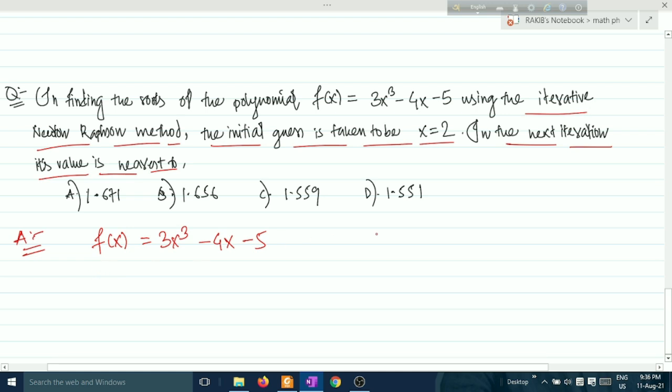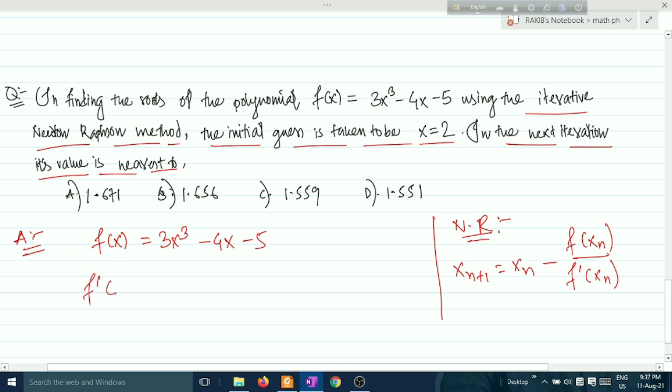To find this, what is our Newton-Raphson formula? Our formula is x_{n+1} equals x_n minus f of x_n by f prime of x_n. Therefore, you need f prime also. What is f prime? The first derivative of f(x) is 9x square minus 4. Put this on the formula.